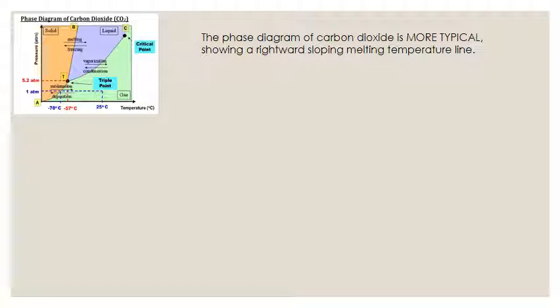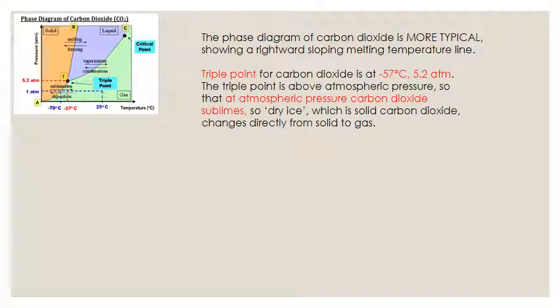showing a rightward sloping melting temperature line. Maksudnya dekat sini, phase diagram carbon dioxide ini macam normal phase diagram elemen-elemen ataupun compound yang lain. Okay, slanted towards the right, the melting line slanted ke arah kanan. Okay, so triple pointnya adalah pada 5.2 atm, negatif 57 degree Celsius. Triple point bagi solid CO2 above atmospheric pressure.